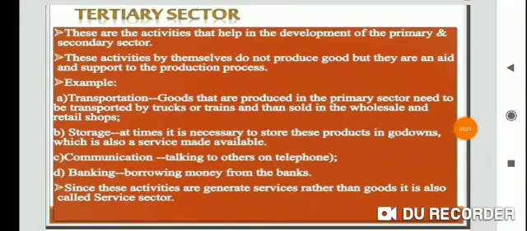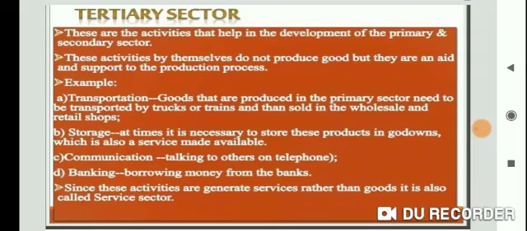Next, the tertiary sector. These are the activities that help in the development of the primary and secondary sectors. In very simple words, tertiary activities include production and exchange of services like banking, transportation, communication, teaching also, students, nursing, etc. That is mainly the exchange of services, and it helps in the development of the primary and secondary sectors. It is also called the service sector as it generates services rather than goods, and the services support the production process. Examples are transport, storage and communication.